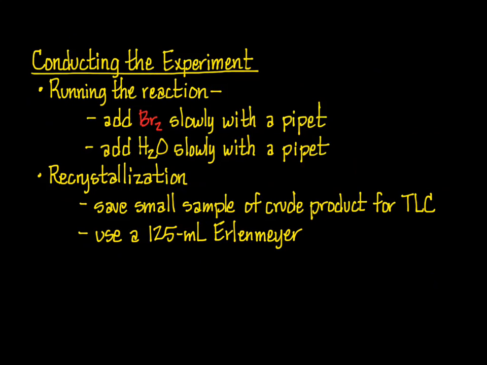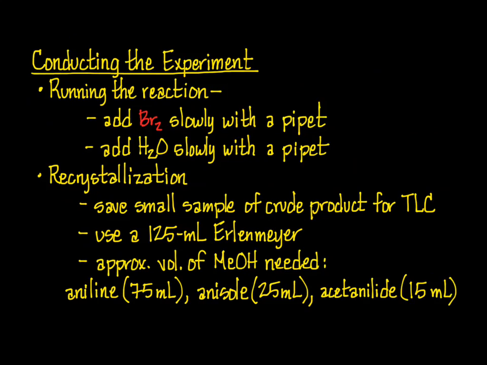You'll want to conduct the recrystallization in a 125 milliliter Erlenmeyer flask. Depending upon your starting material, the amount of methanol you'll need to make the hot saturated solution for recrystallization will vary quite a bit. Typically, we observe that the aniline product takes about 75 milliliters, the anisole product about 25, and the acetanilide product only about 15.